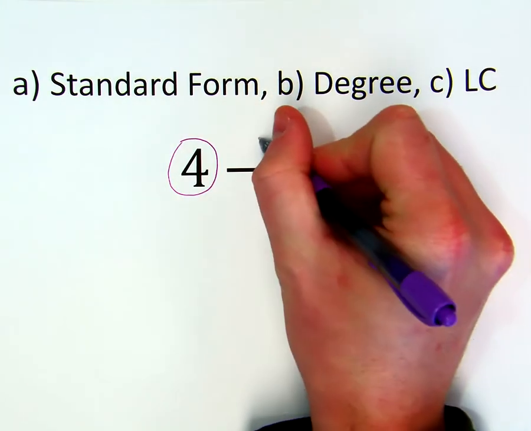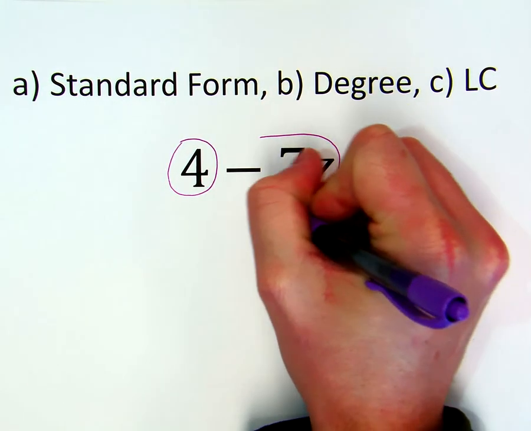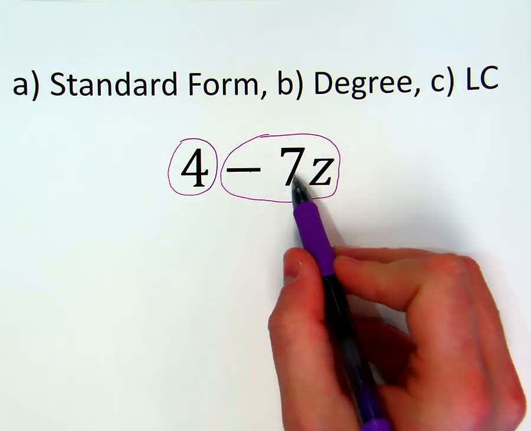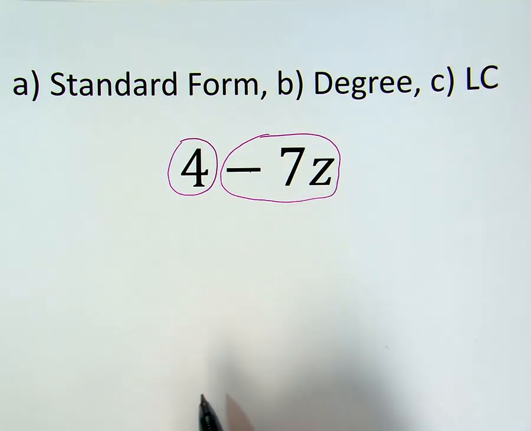This particular polynomial has two terms. There's the 4 and the negative 7z. It is important to remember that negative signs always belong to the number that comes after them.